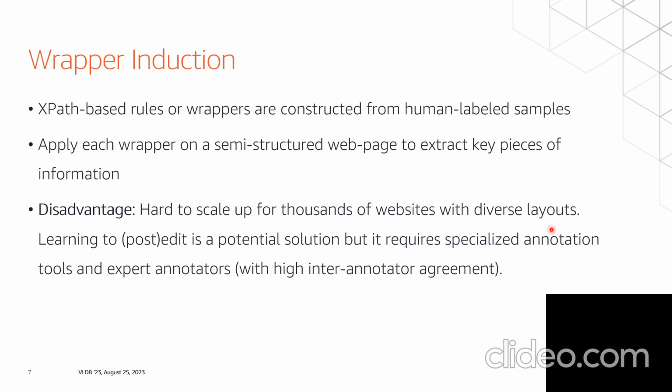A potential solution to automate and catch up to the changes in wrapper induction is to learn how to post-edit a wrapper from a human, learned from a human-labeled sample, using specialized annotation tools and expert annotators. But the problem with this approach is that it requires a lot of iterations, requires specialized software, and also requires high inter-annotator agreement, which typically takes a lot of time to converge on.